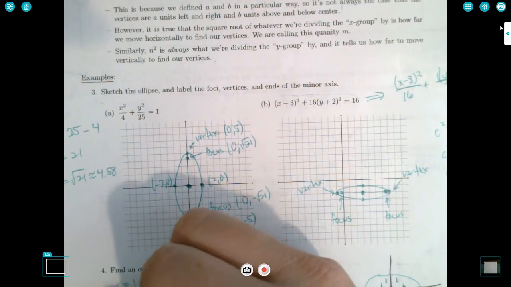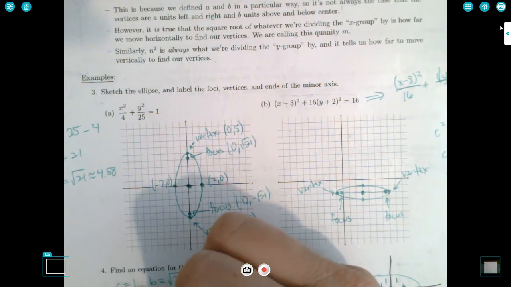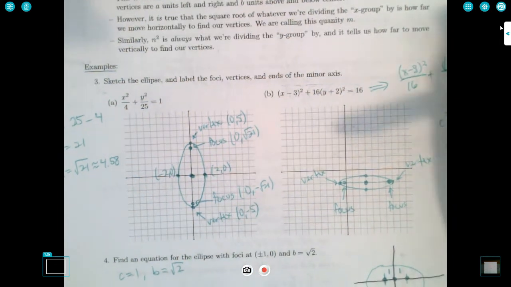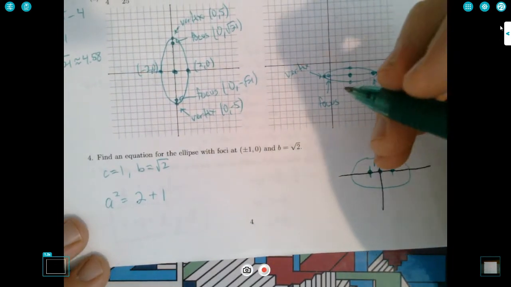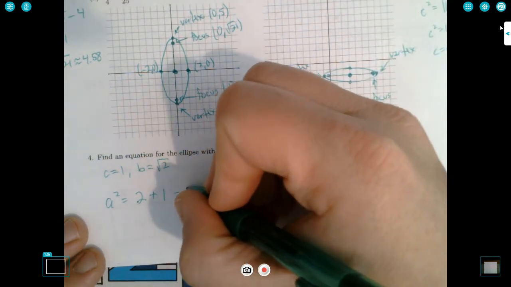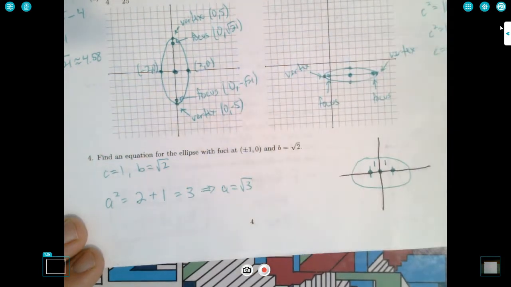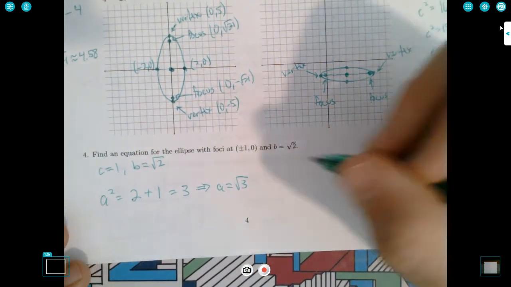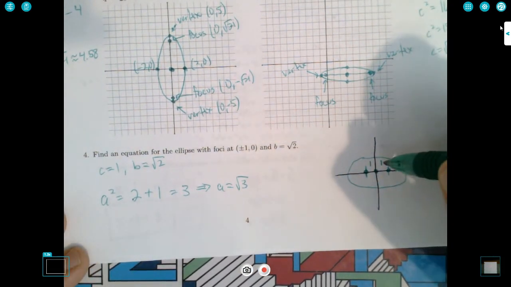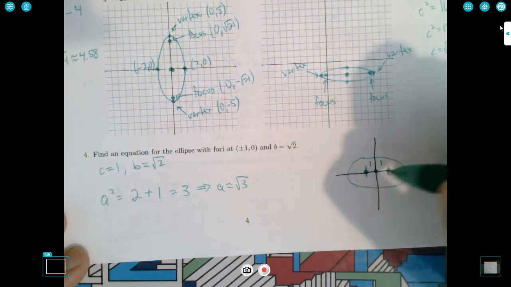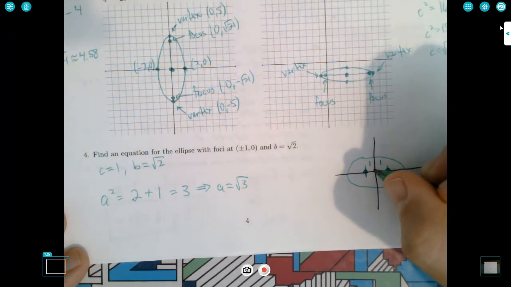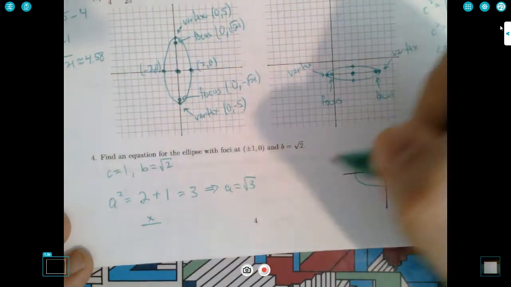So a squared equals b squared plus c squared. So a would be the square root of 3. Okay, so since we have a and b, and since we know that the major axis is along the x-axis, and since we know the center is 0, 0, we know that this thing would have to be x over a.